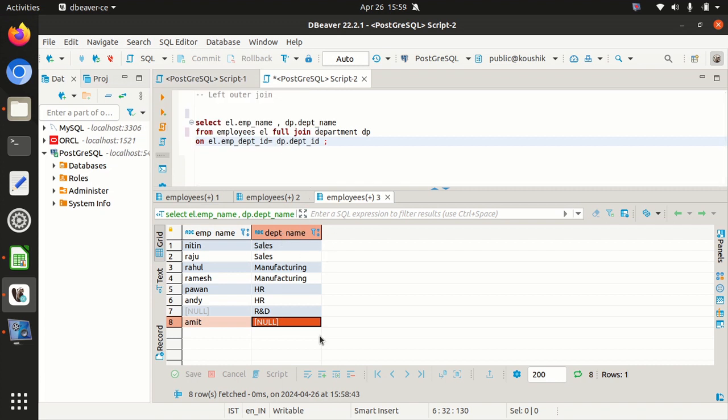So this is the basic understanding of these three outer joins.